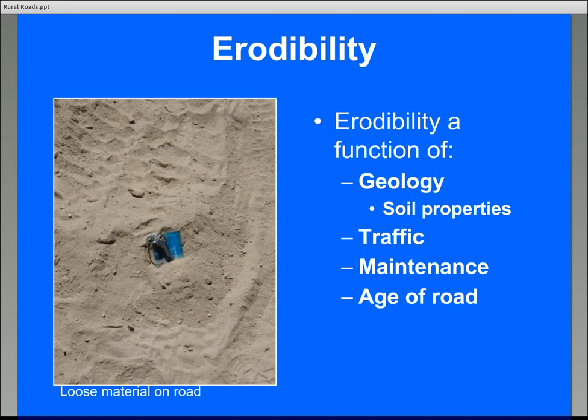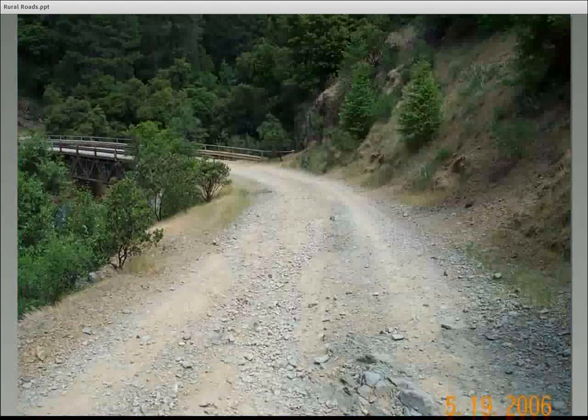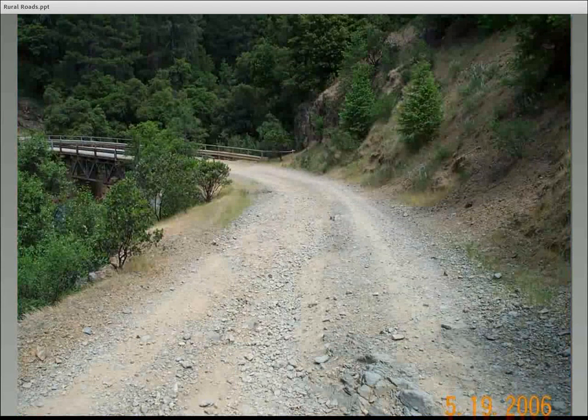Erodibility is the other property that really dictates the degree of water quality impacts. And erodibility is largely a function of the geology, in particular, and geology is a big determinant of your soil properties, things like size fraction and cohesion. Some other anthropogenic factors that can influence erodibility are things like traffic, road maintenance, and also the age of a road.